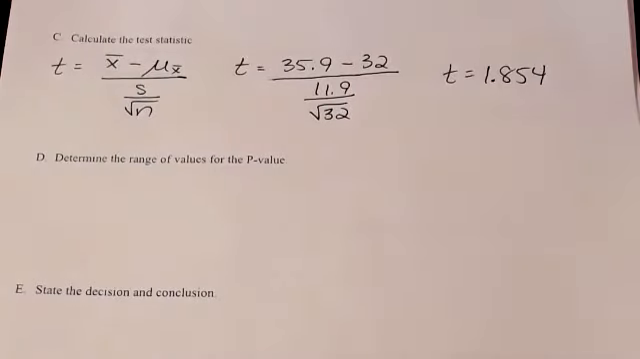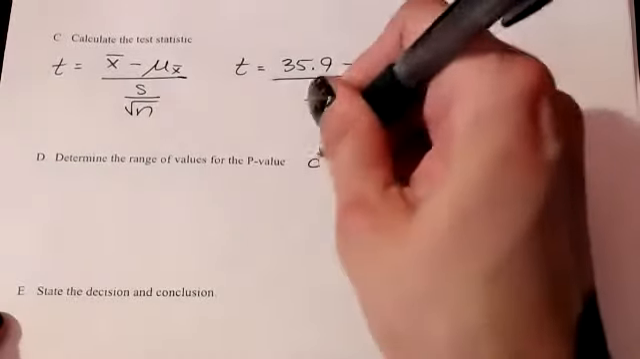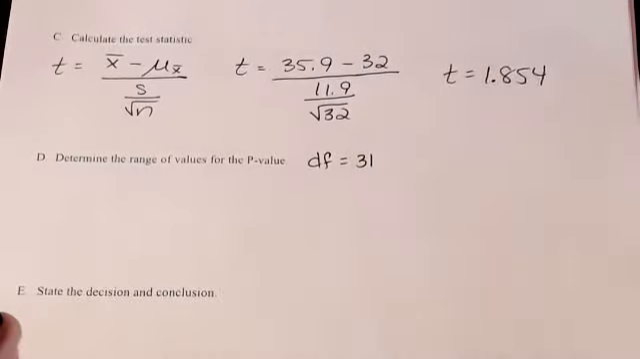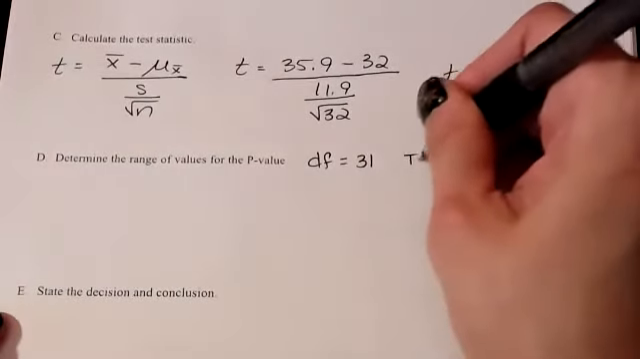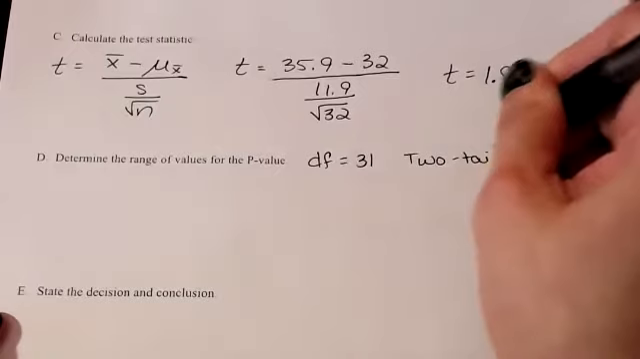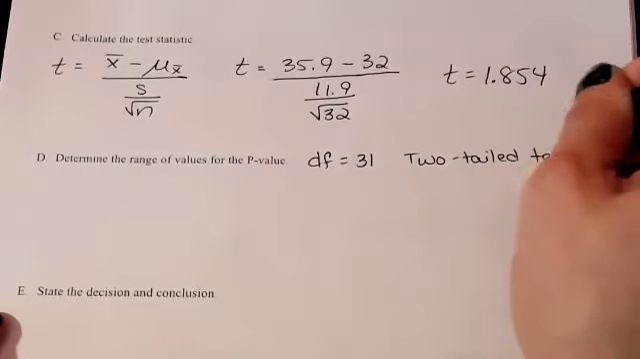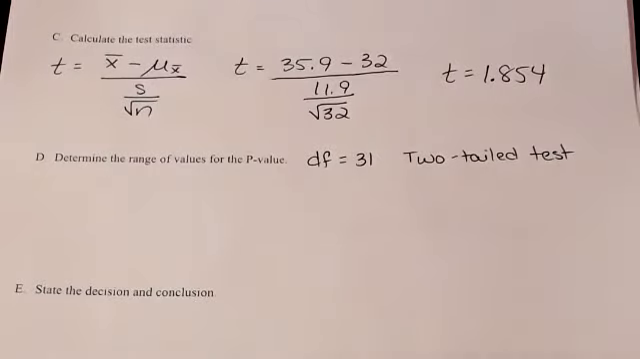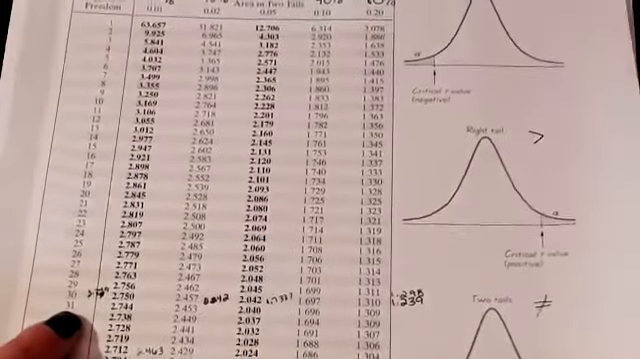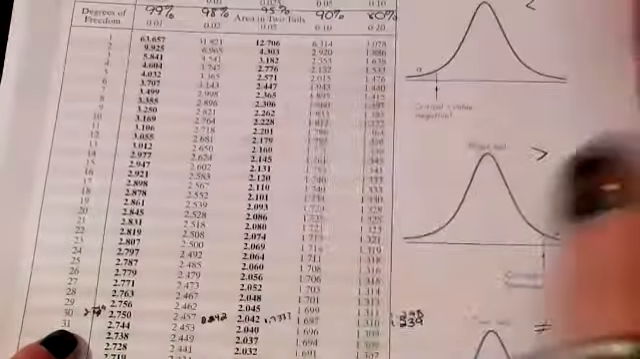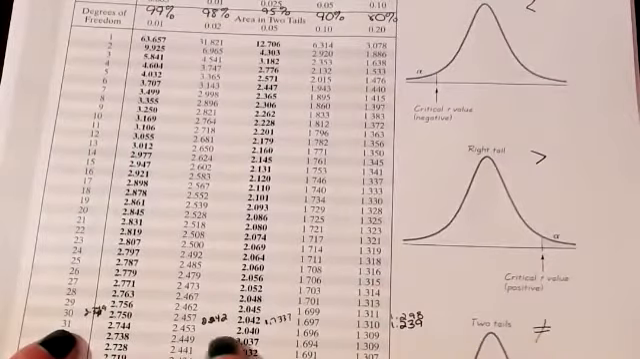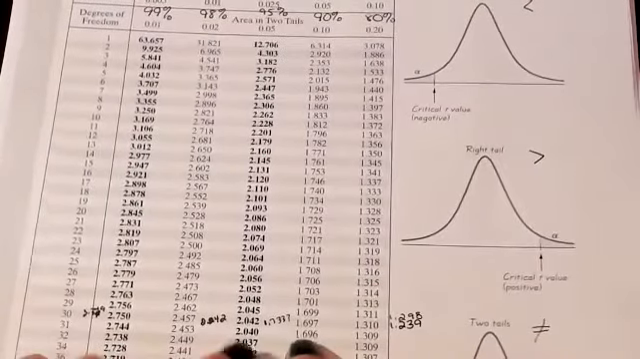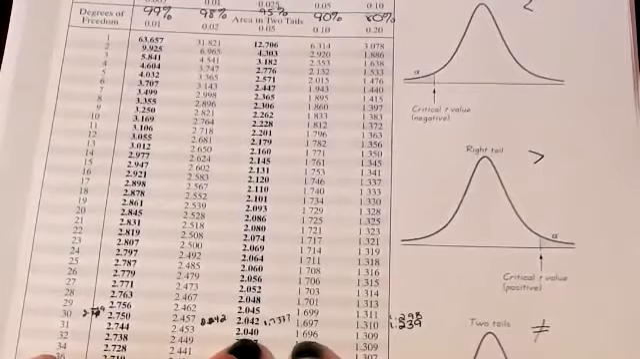The next step is to determine the range of values for the p-value. So it's going to be helpful to note that the degrees of freedom are 31. It's a two-tailed test. And our test statistic is 1.854. So we're going to go to the row where degrees of freedom is 31. Here we have 31. We want to look up 1.854. So we keep going, 1.854. Aha, that's between these two values.